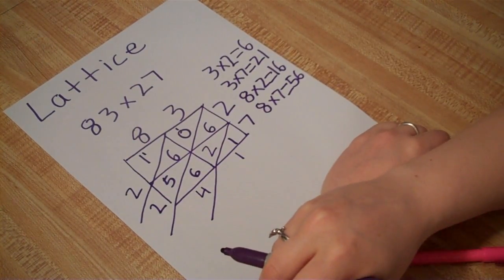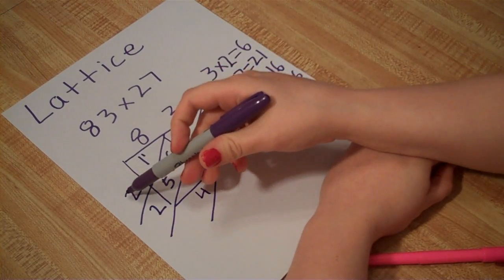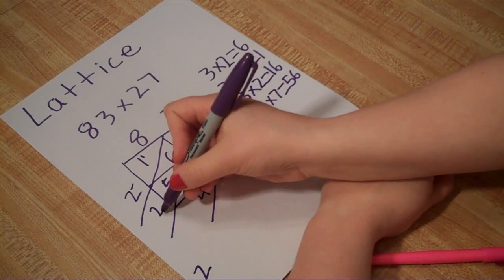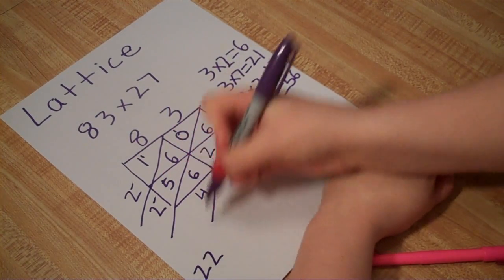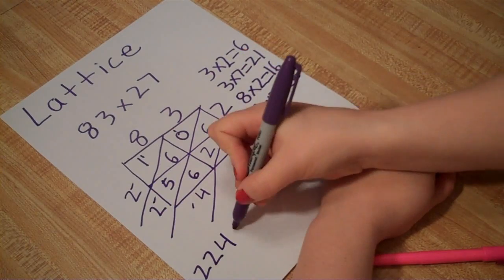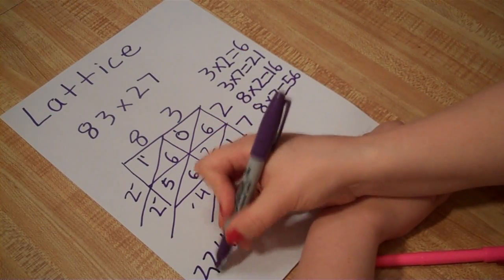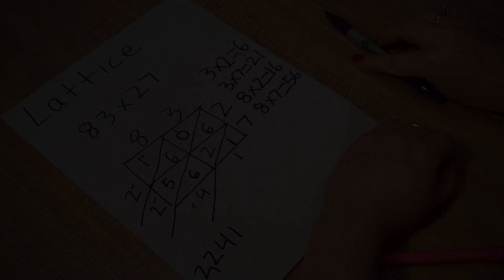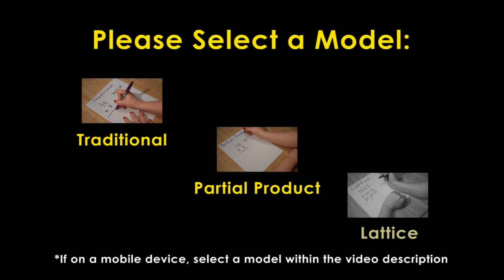When we're finding our solution, we start at the upper left-hand corner. 2, 2, 4, 1. Our total is 2,241. Now that I've shown you the lattice model, choose another one and we will walk through it together.